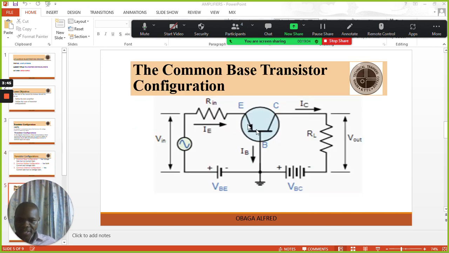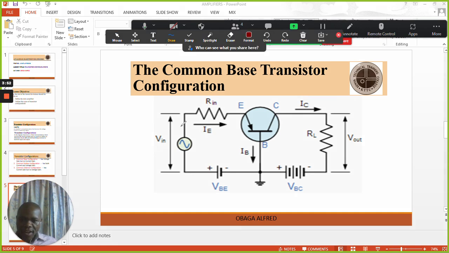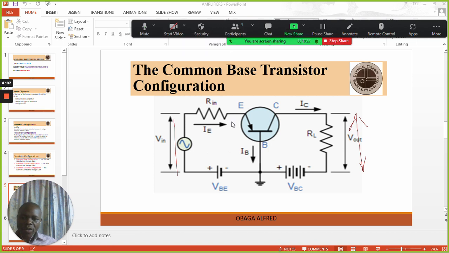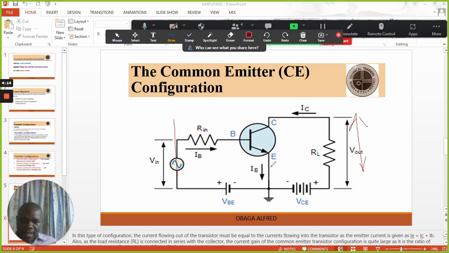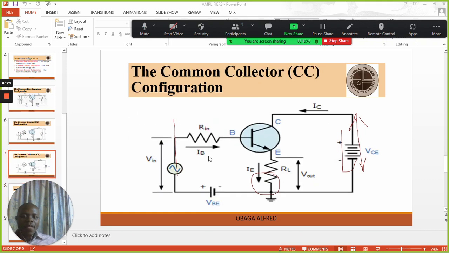In terms of the circuit, this is how the common base transistor configuration looks. If we look at the diagram, we have the base being common to the input and also to the output. That produces the common base transistor. When we go to the common emitter transistor, here is the emitter. The emitter is common in both the input and the output. And when we go to the common collector, the load is derived from the current which is at the base.